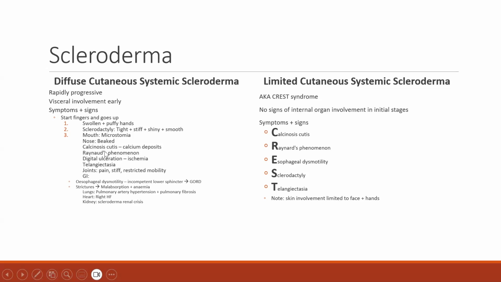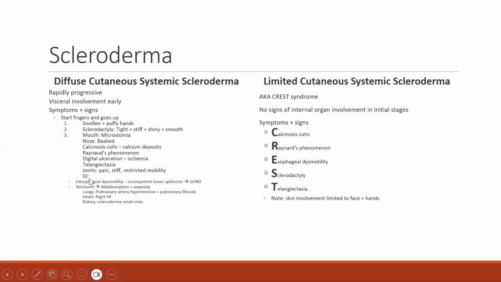Nose, we get beaked nose. We get calcium deposit, calcinosis cutis. We get Raynaud's phenomenon. We get ulceration on the digits caused by ischemia. We get telangiectasia. In joints, we get pain, stiffness, and restricted mobility.